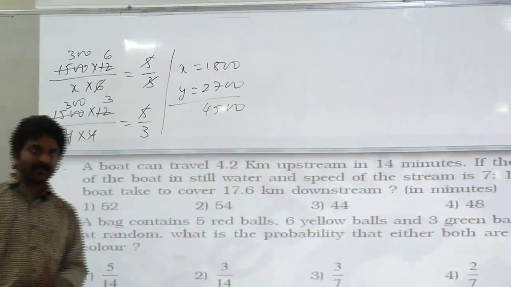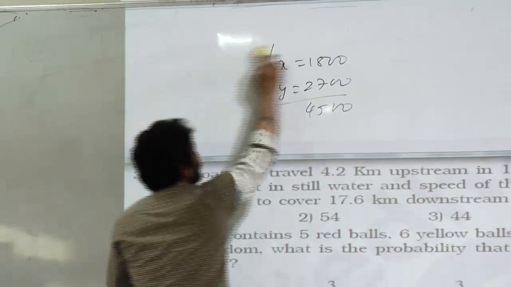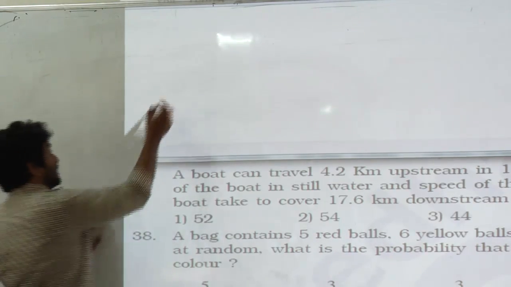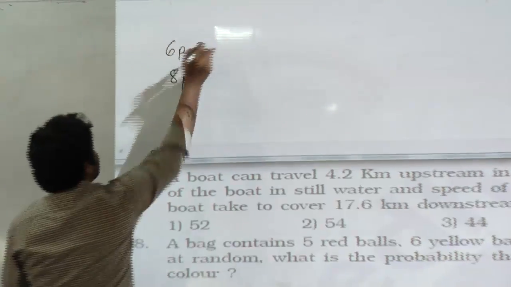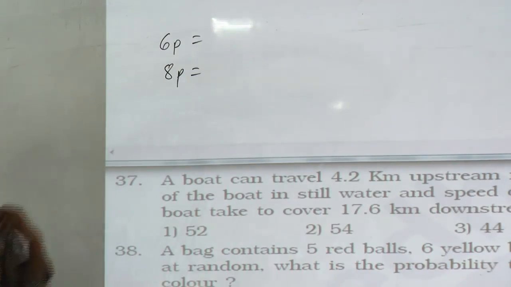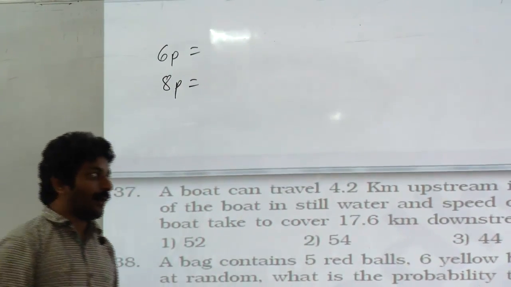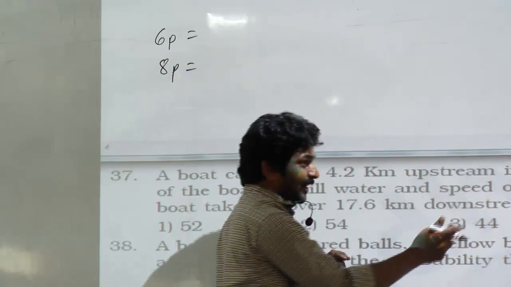downstream. First of all, you need to calculate what? What do you need to calculate first? Downstream speed, which is 8 parts. Upstream speed is 6 parts. You need to measure speed in kilometer per hour. Hour in the sense how many minutes? 60 minutes. Concentrate on the relation here.